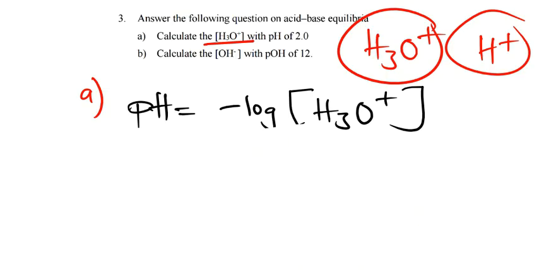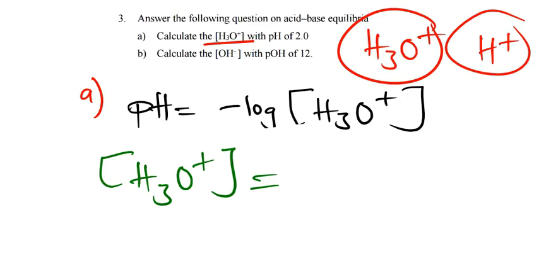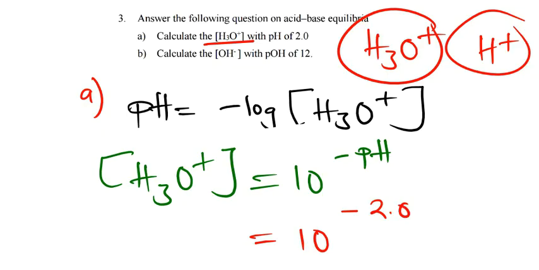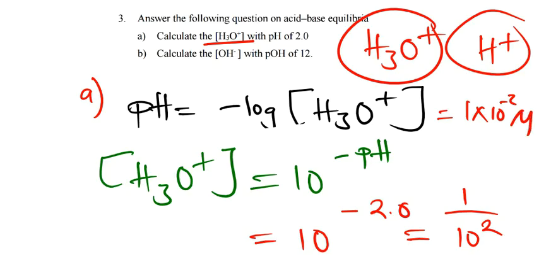So if you try to make the hydronium ion concentration, like I've done, the subject of the formula, it just becomes 10 to the power negative pH, right? So therefore 10 to the power negative 2.0 as our pH there. Okay, so 10 to the power negative 2.0, which I believe you understand. You're a mathematician. That's the same as 1 over 10 to the power 2, right? Which you can now say 1 times 10 to the power negative 2 molar concentration. You can use a calculator if you want to.